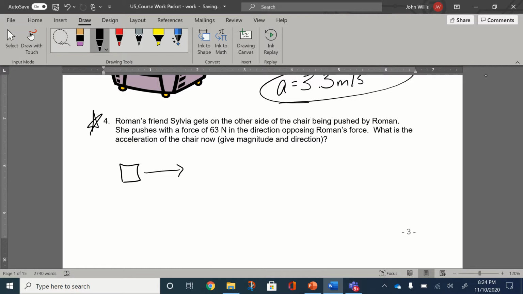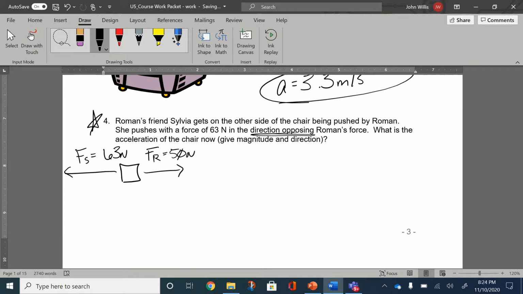We have a force being applied by Roman of 50 newtons. I'm just going to leave his force being applied in the rightward direction. And then Sylvia comes along and applies an opposing force, a force in the opposite direction of Roman. So I'm going to try and draw her arrow just a little bit larger because she is applying just a little bit more force. And so Sylvia's force vector of 63 newtons is in the exact opposite direction.